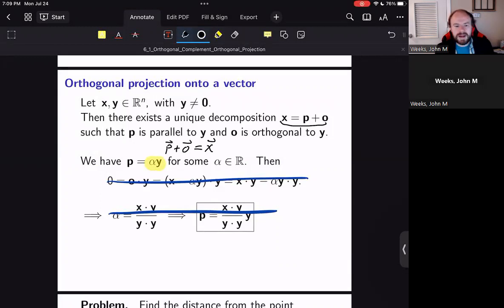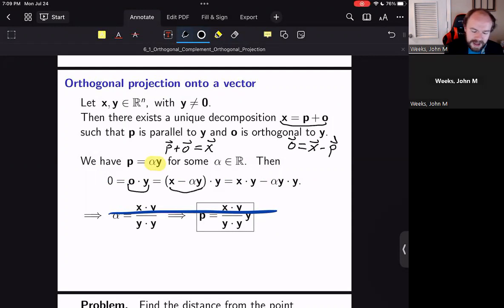Okay? Well, we already know that if we take the dot product of the orthogonal vector O and y, the vector O has to be orthogonal to y, so that dot product should be 0. In fact, we also know that we can write the vector O in a different way. Because x is equal to p minus O, we could write O as x minus p. Well, what is p? P is alpha y, so we could write it like this. And expanding that out, using the linearity of the dot product, we get this sort of expression here.